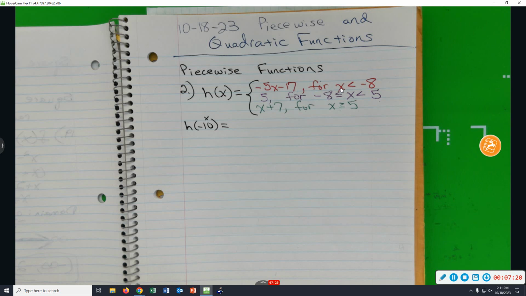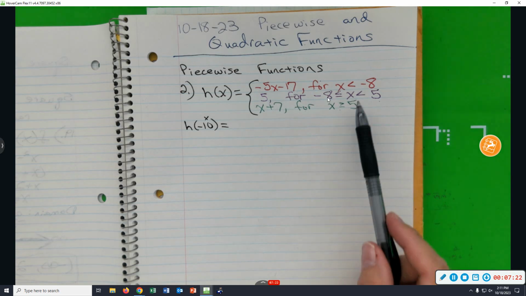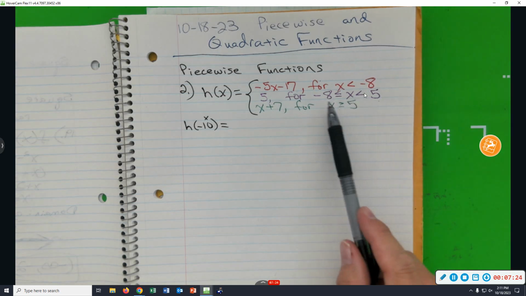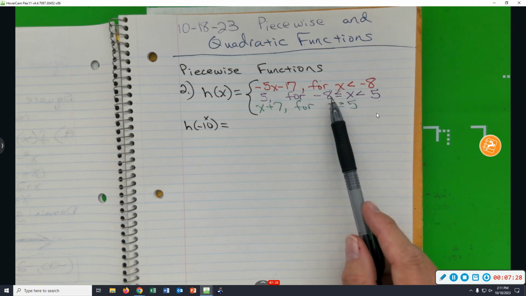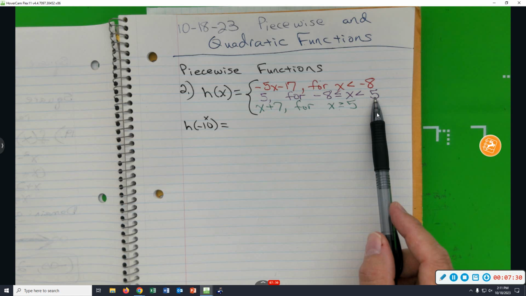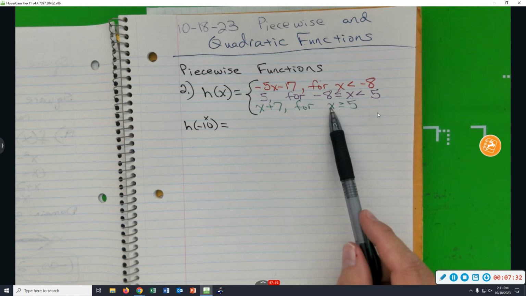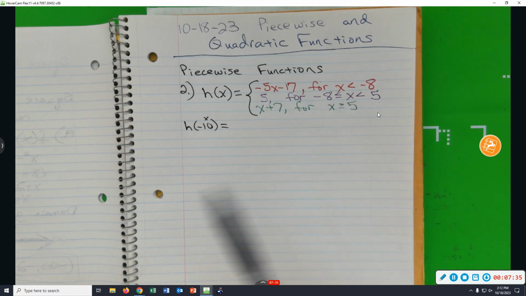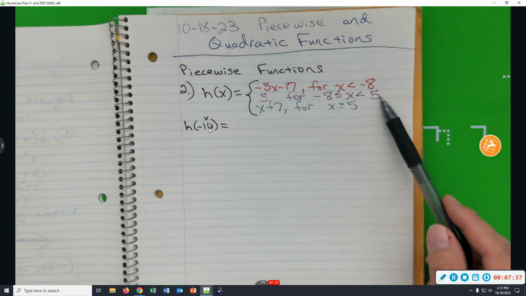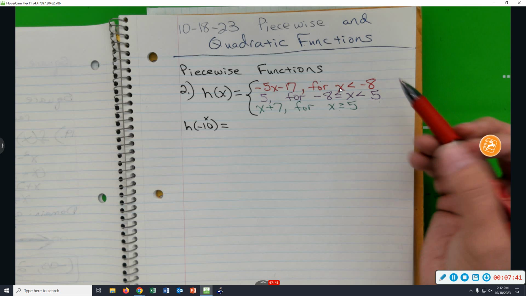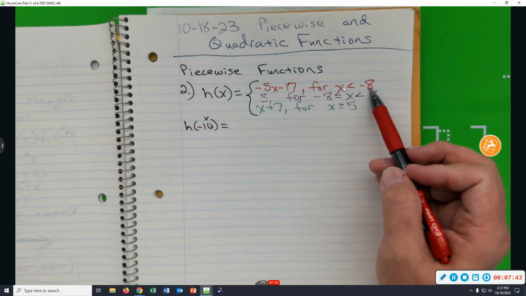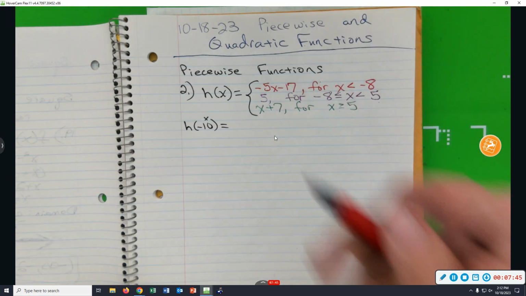Negative 10 less than negative 8? Notice this compound inequality here. That's saying that the x value is between negative 8 and positive 5. Or is negative 10 bigger than 5? Which inequality is satisfied? Okay, so negative 10 is less than negative 8. So you plug it in here.